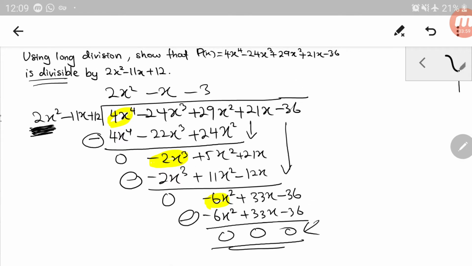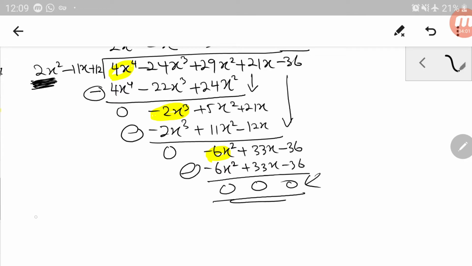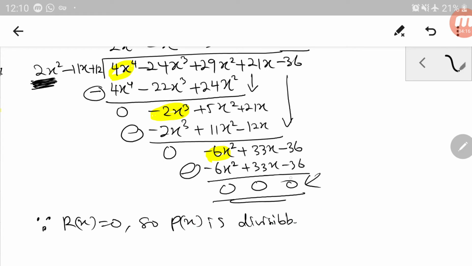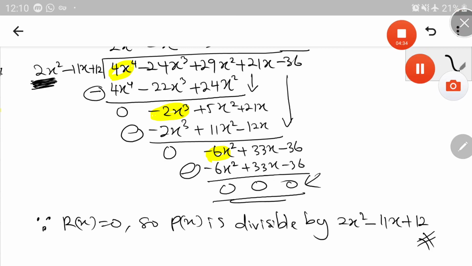Since we want to show it is divisible or not, and since the remainder is 0, p(x) is divisible by 2x squared minus 11x plus 12, shown. So thank you for your time and attention. Assalamualaikum, have a good day.